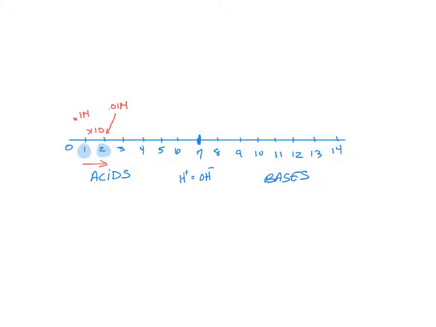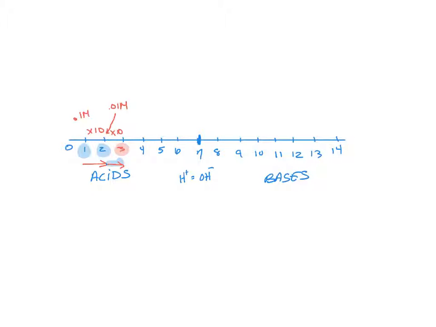If I make it a pH of 3, so I went from a 1 to a 2 and then now to a 3. Whoops, let's go back to a red pen. Okay, I am moving 2 spaces. I'm going from a pH of 1 to a pH of 3. Every time I move, I am changing by a factor of 10.